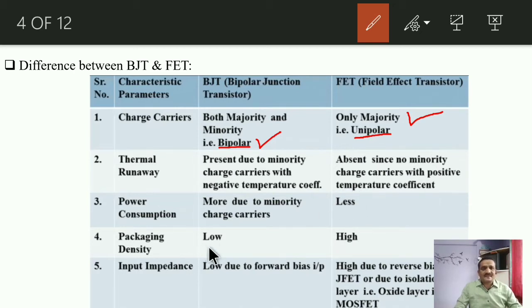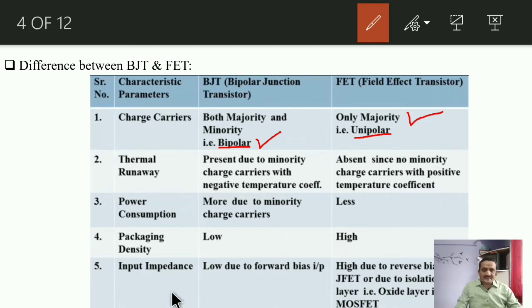Then packaging density, that means how many transistors can be implemented on a single chip. So that is nothing but packaging density. If that chip is manufactured with bipolar devices, then that density will be less. That means a small number of transistors can be accommodated on a single chip, while in case of FET it will be very high.